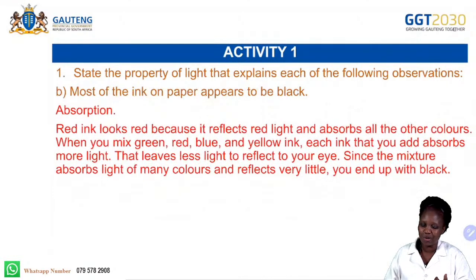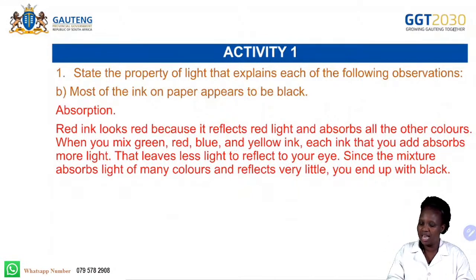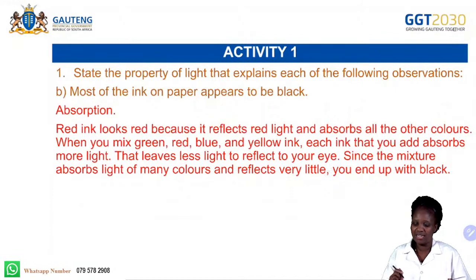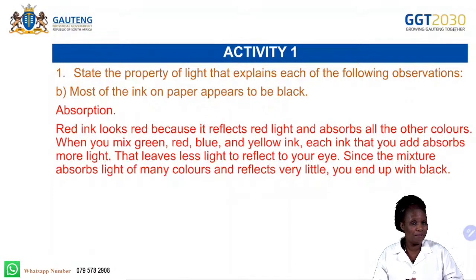And then red ink looks red because it reflects a what? A red light and absorbs all the other colors. When you mix green, red, blue, yellow, when you mix all these inks, then each ink that you add absorbs more light. That leaves less light to reflect to your eye. Then the colors will be absorbed. And since the mixture absorbs light of many colors and reflects very little, you may end up with black.